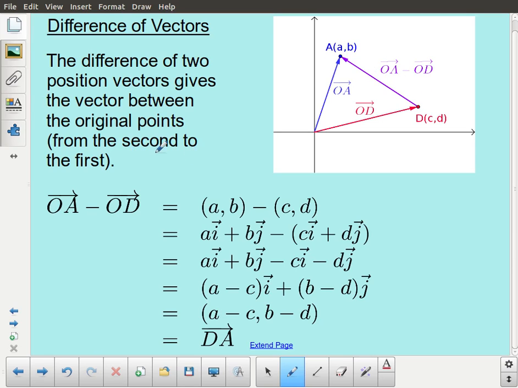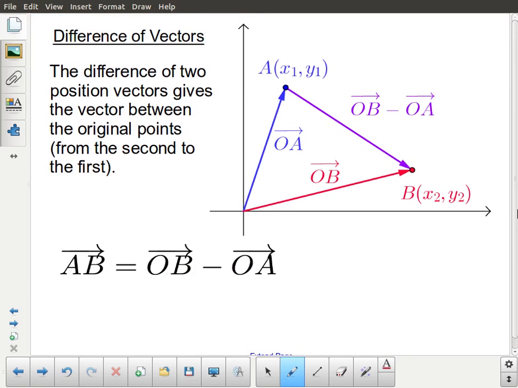But it turns out that that is this vector OA minus OD, from D to A. And notice I try to emphasize this here: we go from the second to the first, from the second to the first. That's what we're describing. We're describing the vector. So OA minus OD is actually the vector from D to A, and you can see that as my resultant.